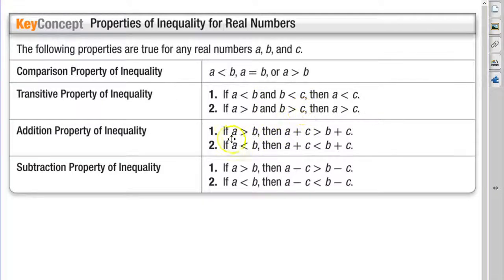Addition property: if a is greater than b, you can add the same number to both sides and it still says a is greater than b. If a is less than b, you can add the same number to both sides and a will still be less than b. Same thing with subtraction. Subtract the same thing and it stays true. So here is the first question I've got for you. It's a theorem question.